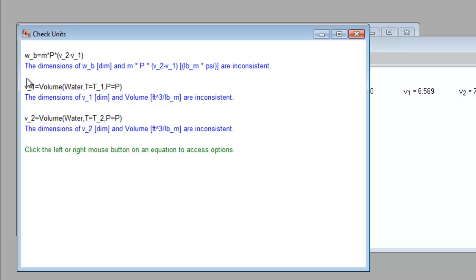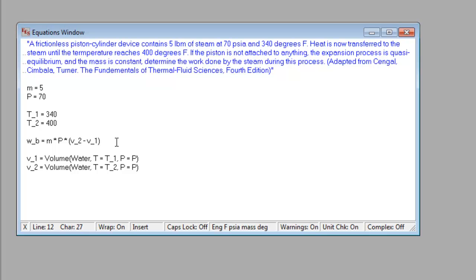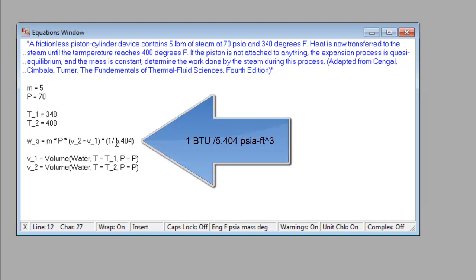You can see it says the dimensions of the work and what the equation for work is are inconsistent. And the reason it's telling you that is because we still need to multiply this entire equation by 1 over 5.404. And that's 1 BTU over 5.404 pressure feet cubed, excuse me.